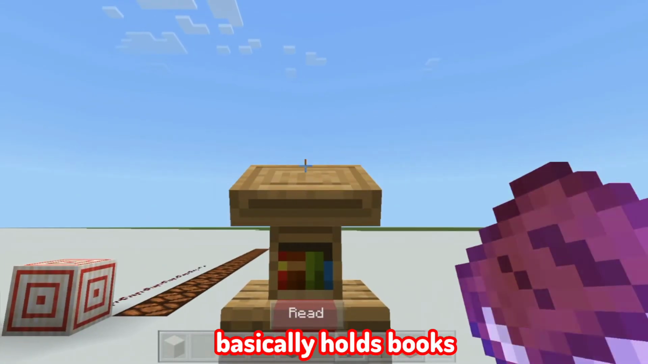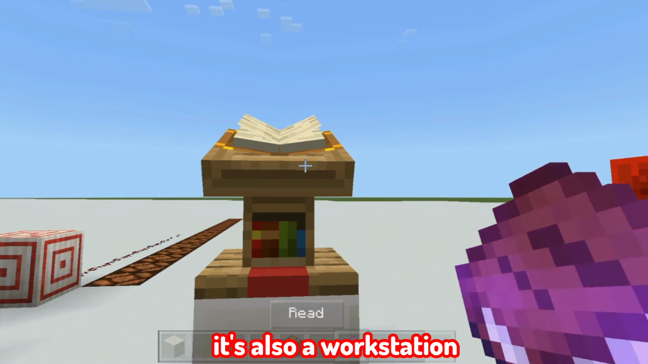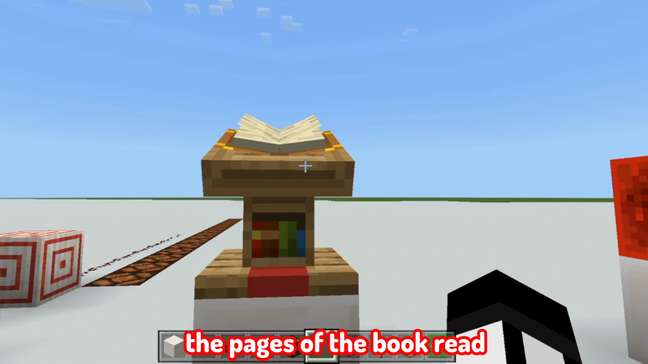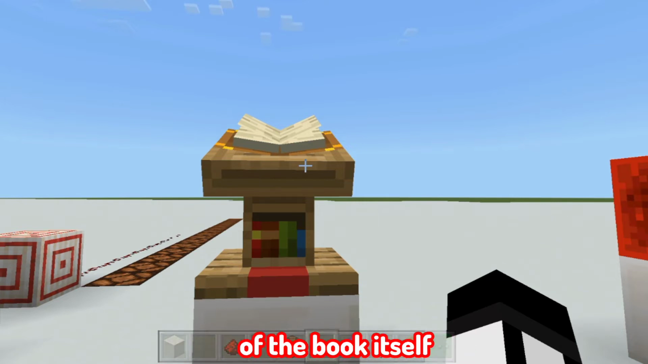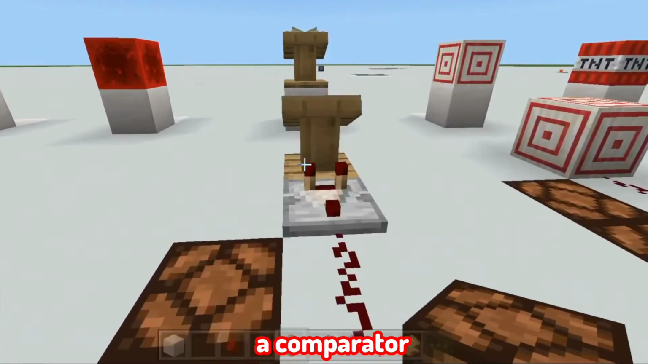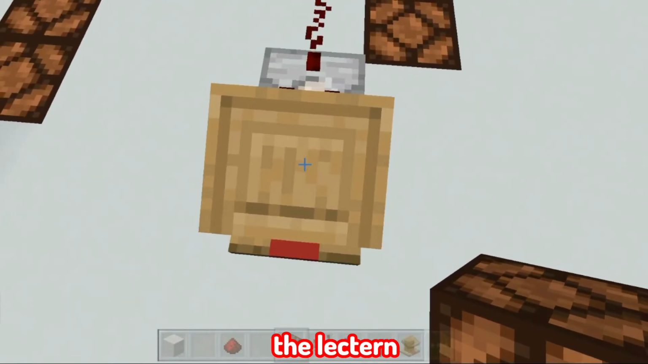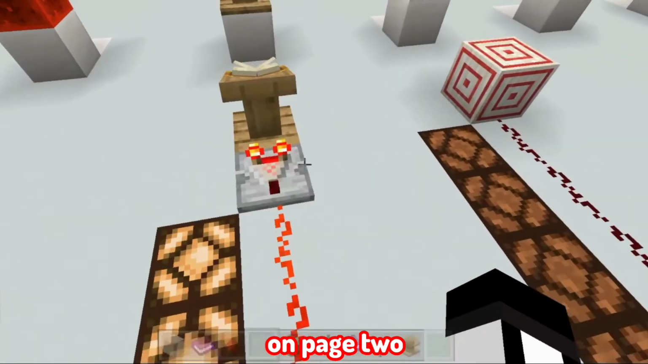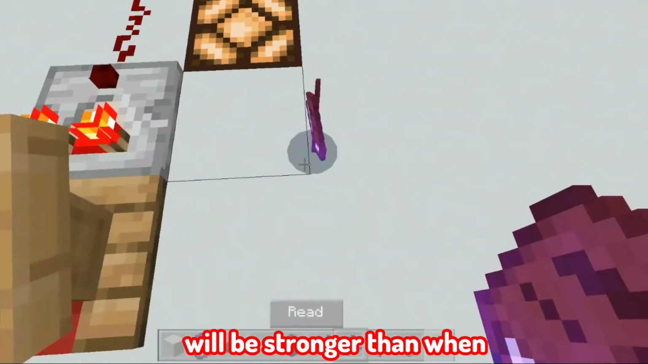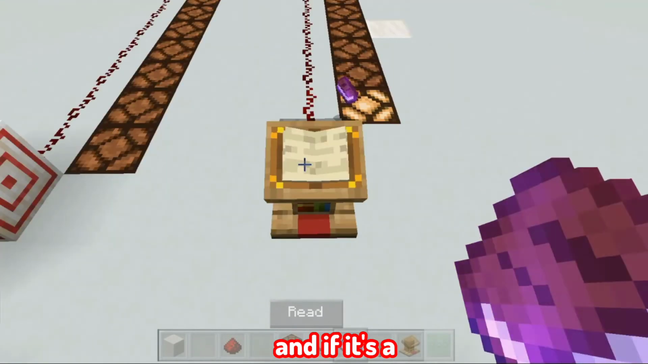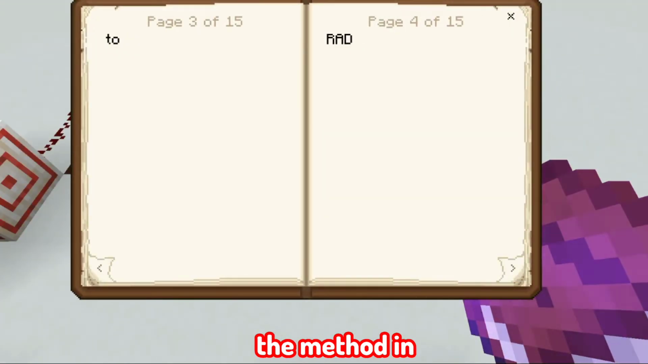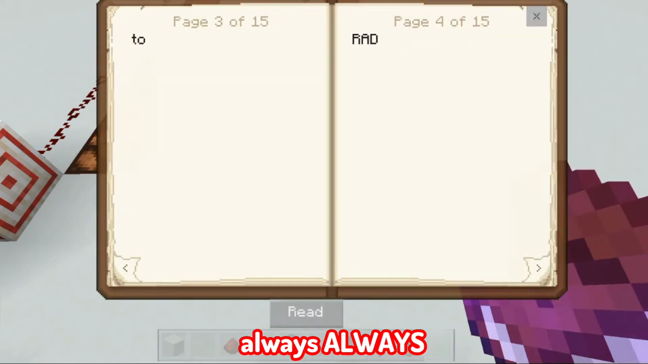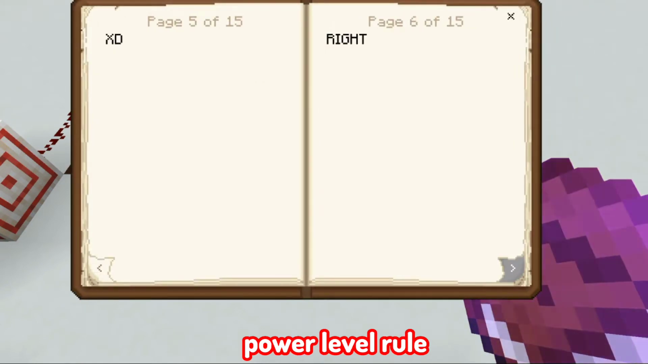A lectern basically holds books. It's also a workstation which emits a redstone signal depending on the pages of the book read and the pages of the book itself. When hooked up to a comparator, redstone signals will be pulled out of the lectern, and if you hooked up a 2-page book, on page 2, the signal strength will be stronger than when on page 1. And if it's a 15-page book, the method in which the signal increases will differ, and it will always obey the 16 power level rule.